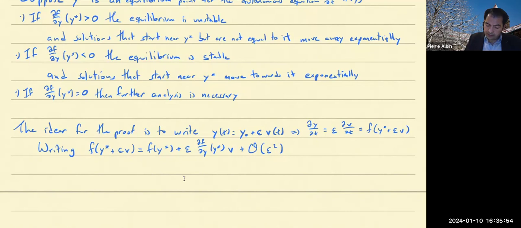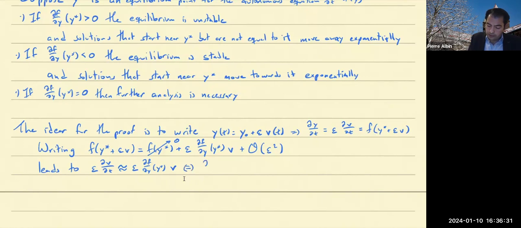We know that f of y star is equal to 0, because y star is an equilibrium point. So this says that the right-hand side of this equation looks like epsilon times this derivative plus something that's small, like epsilon squared. So this leads to epsilon dv dt is roughly epsilon df dy at y star times v.